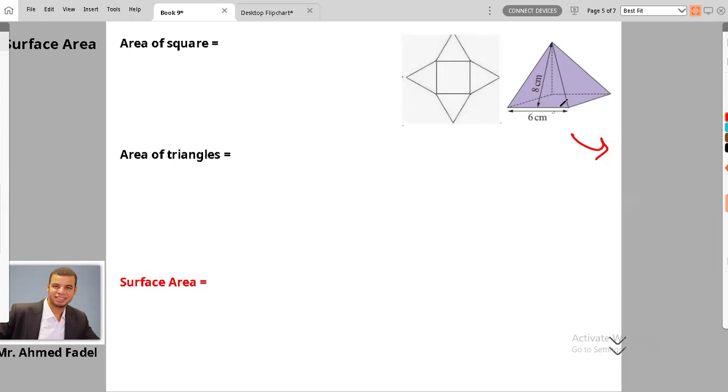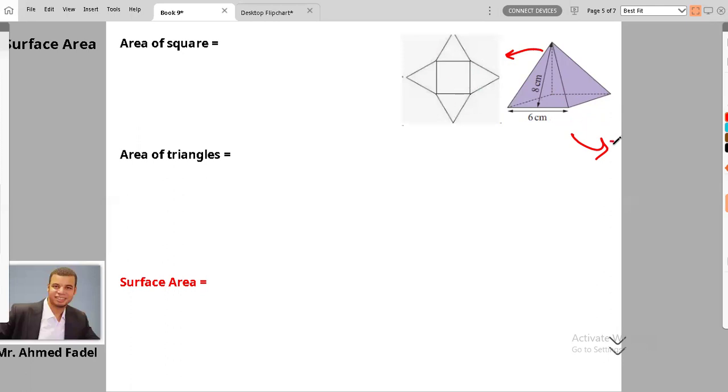This square-based pyramid, as you see here, in order to find the surface area is finding the area of every single face in this shape. How? In order to do that, I need to imagine or know the net of this shape. What is the net of this shape? It actually has this square and four triangles.